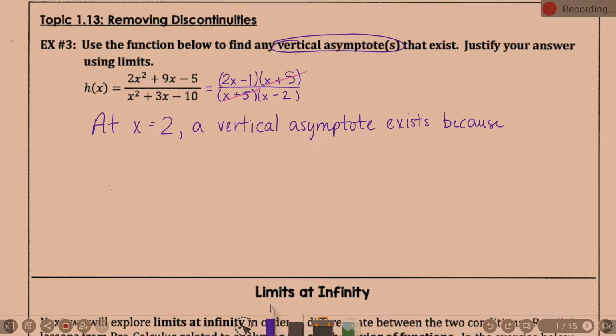And why does it exist? How do limits justify that this exists? What should my limits be doing? Go to infinity, right? Now, honestly, whether they're both going to positive or negative infinity, it's not going to matter. Whether they're going the same place or opposite place. So what we want to check is the limit as x approaches 2 from the left of h of x. I'm going to leave that blank. We'll answer it here in a moment. And the limit as x approaches 2 from the right of h of x.